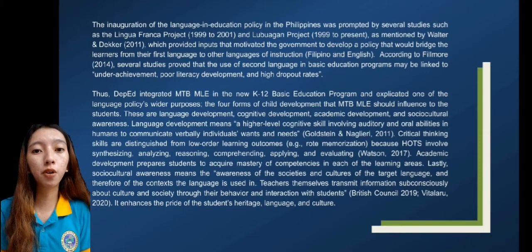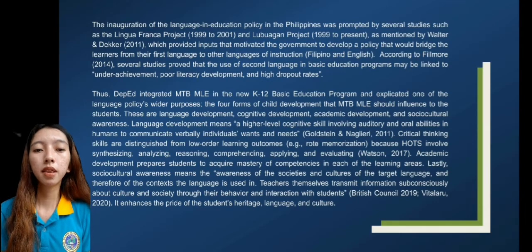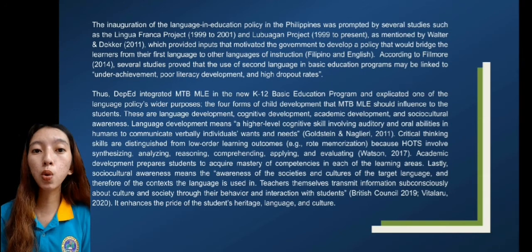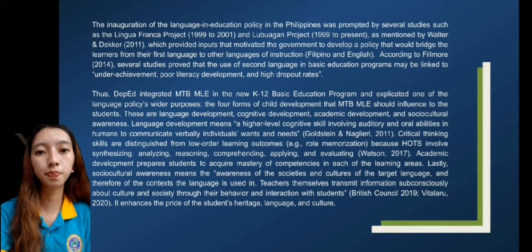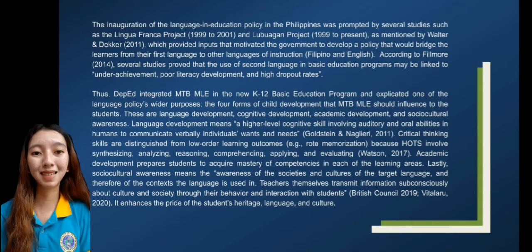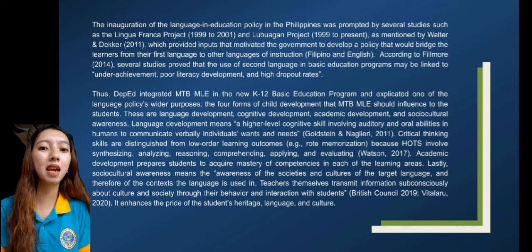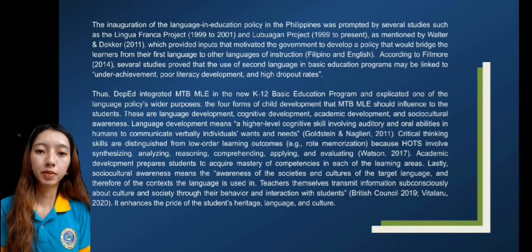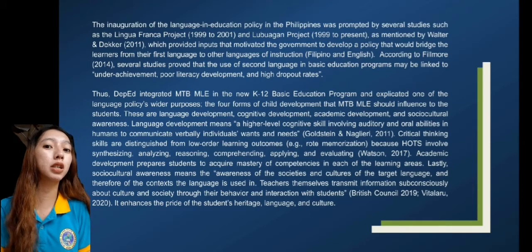Cognitive development focuses on higher-order thinking skills based on various taxonomies of learning, such as Bloom's taxonomy. Critical thinking skills are distinguished from low-order learning outcomes because HOTS involve synthesizing, analyzing, reasoning, comprehending, applying, and evaluating. According to Watson, 2017.